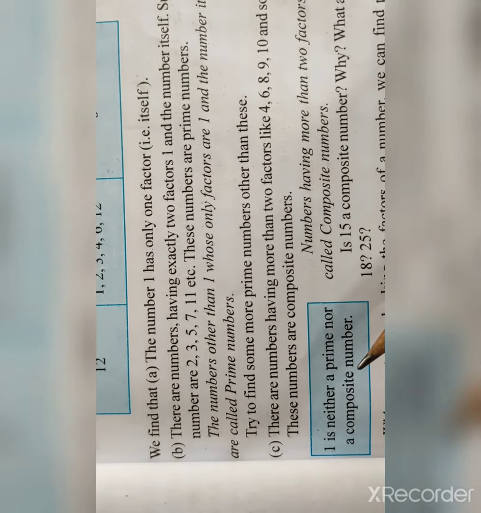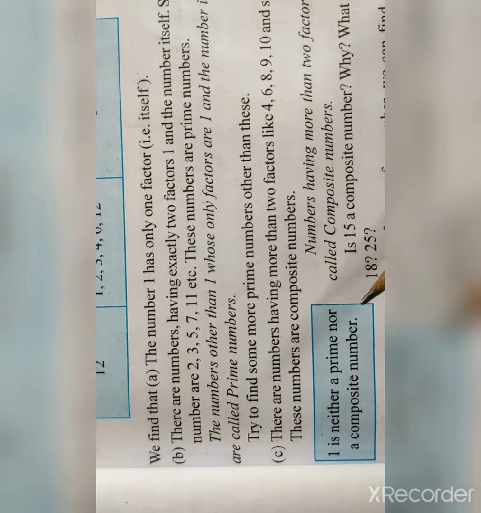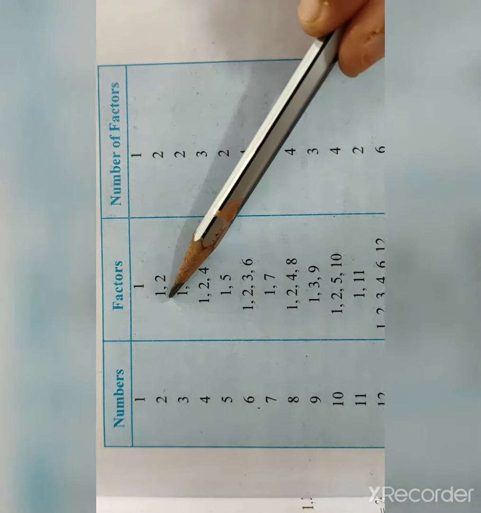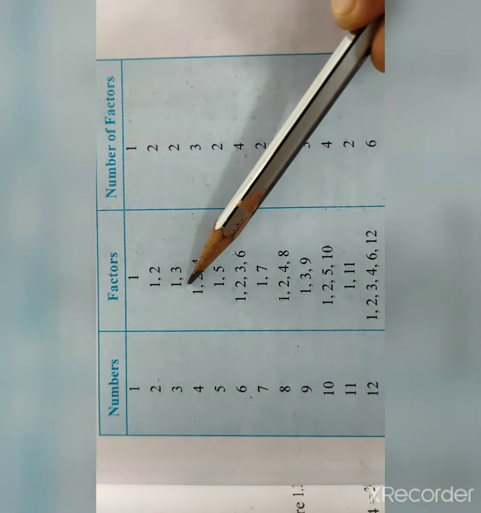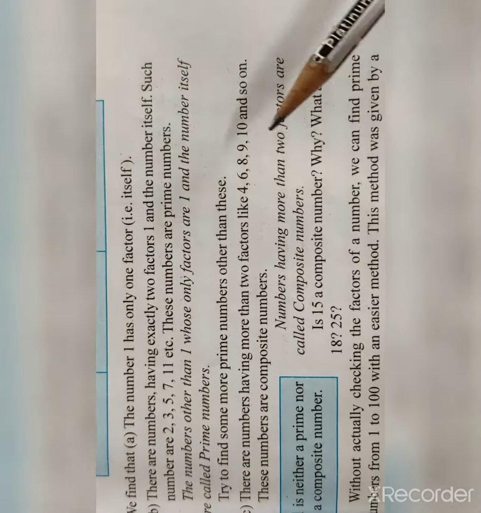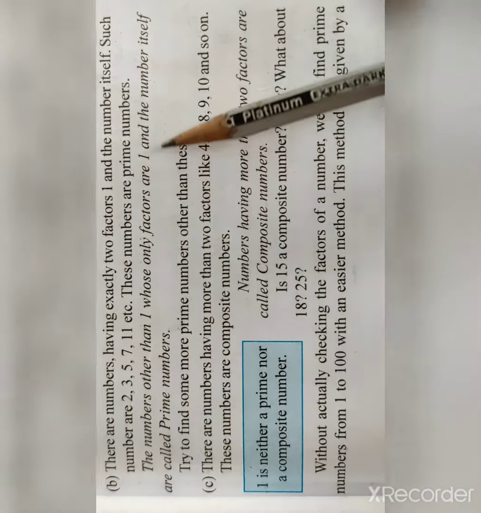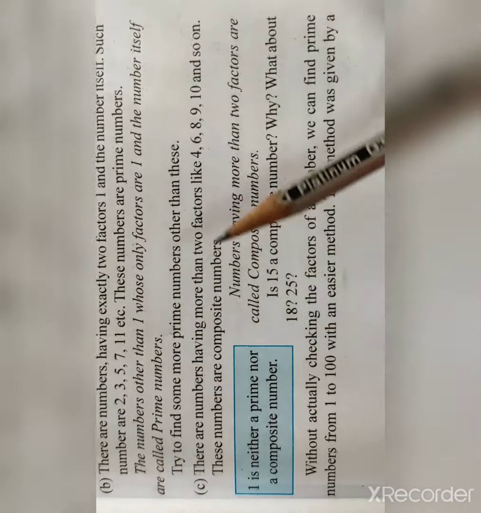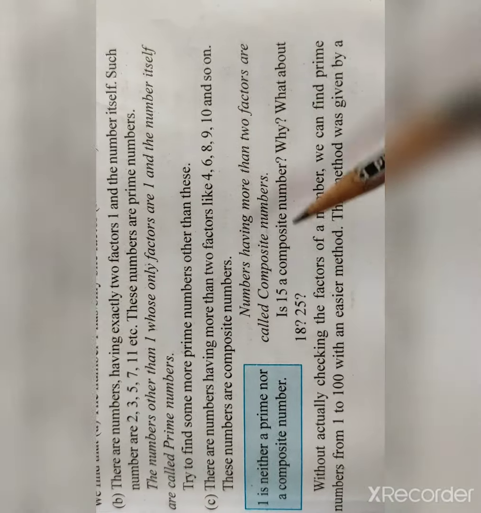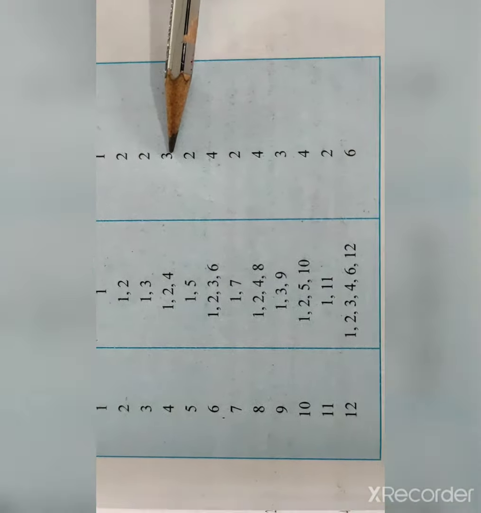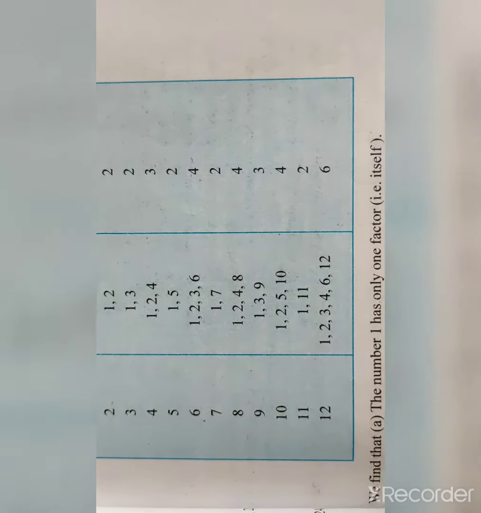So in short we can say that the numbers other than 1, that means 1 is neither a prime nor a composite number, whose only factors are 1 and the number itself, are called prime numbers. Underline the definition. It's very important. Numbers having more than 2 factors are called composite numbers, like 4, 6. So you will learn the definition and underline the definition.